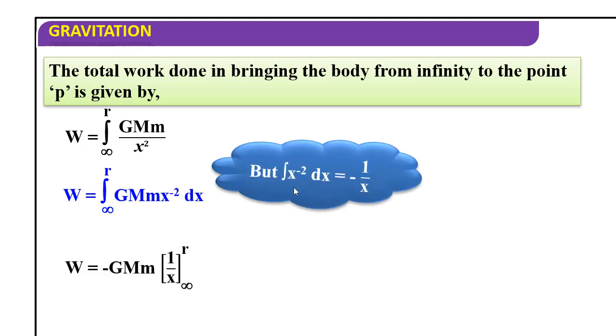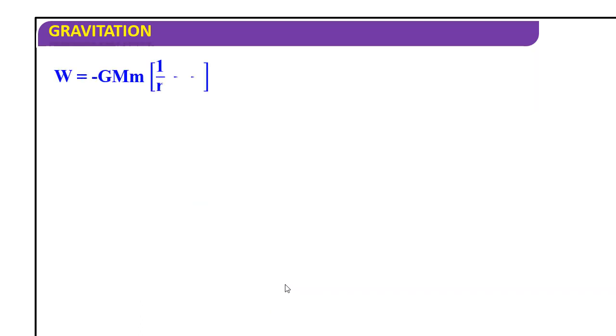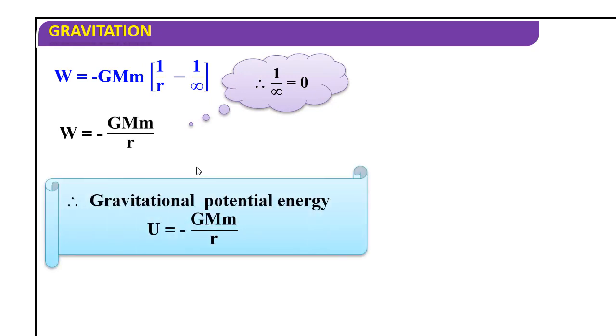The integral of x to the power of minus 2 dx is equal to minus 1 by x. So minus GMm times 1 by x from infinity to R. So minus GMm times (1 by R minus 1 by infinity). This value is 0. So minus GMm by R is the work done. So the gravitational potential energy is equal to this work done. This is the value.